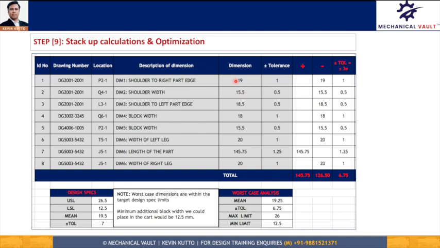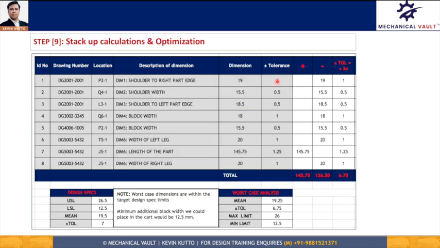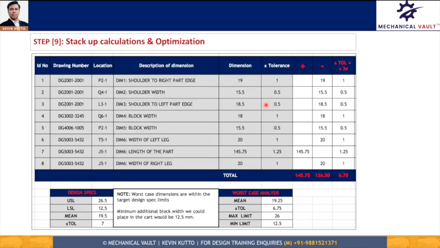Now here you see I have written the dimension, which is 19. So if you go back here, our first dimension was 19. We had converted that into equal bilateral, and the tolerance was ±1. So as you can see, the 19 dimension is given and the tolerance is ±1. Now here you see we have given positive and negative. So the first dimension, if you go back here, was negative. So I have to write that particular dimension under negative, and our tolerance is given in plus-minus format. So that is what I have to write.